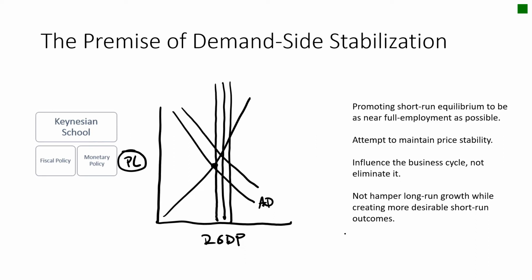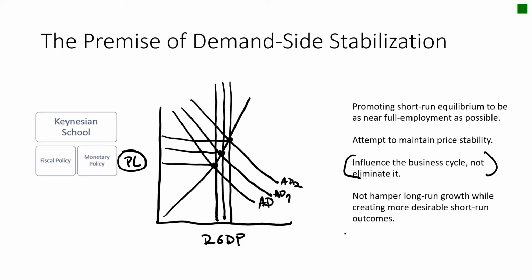Because as you move your aggregate demand curve, we know that's usually characterized by a relatively large increase in price level. And so we want to maintain our price stability, but at the same time, we want to make sure that the natural forces of the business cycle still play a role. Right? You can't really eliminate the business cycle like we've talked about.